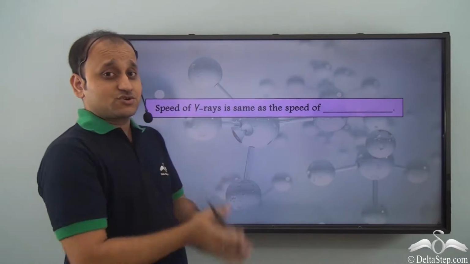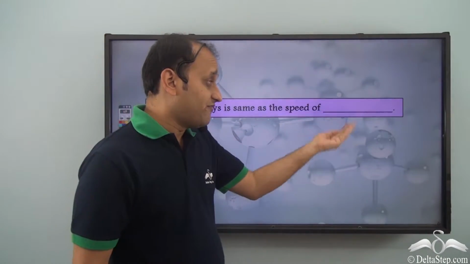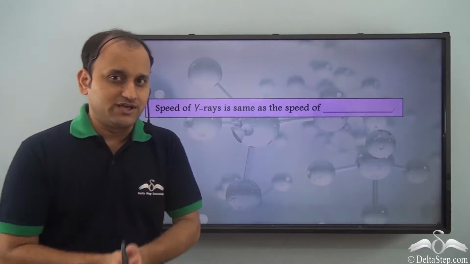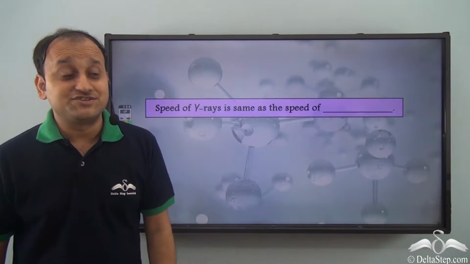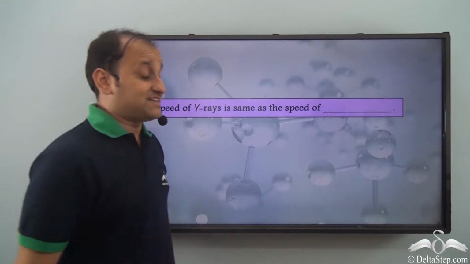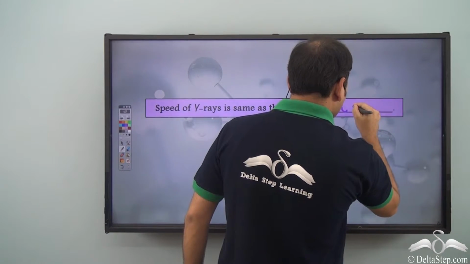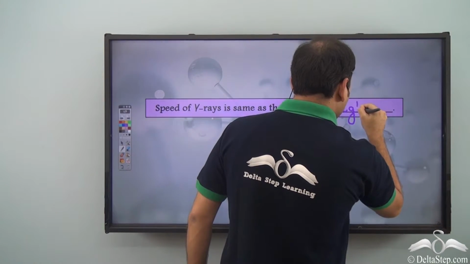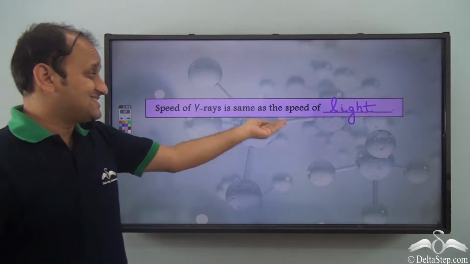Now can you answer this question? Speed of gamma rays is the same as the speed of dash. What do you think? What is the right answer? Well, the right answer is speed of light. So the speed of gamma rays is the same as the speed of light.